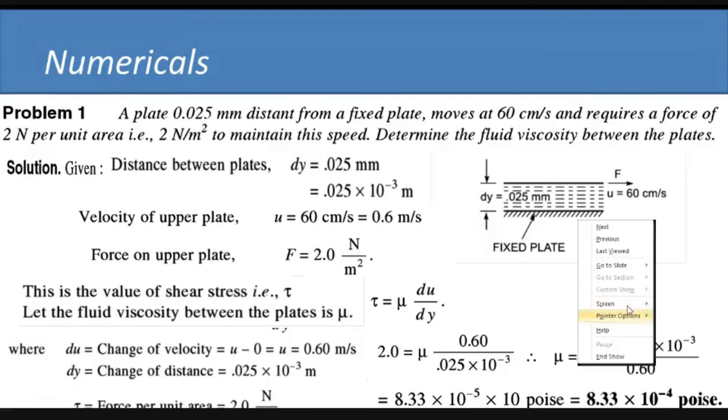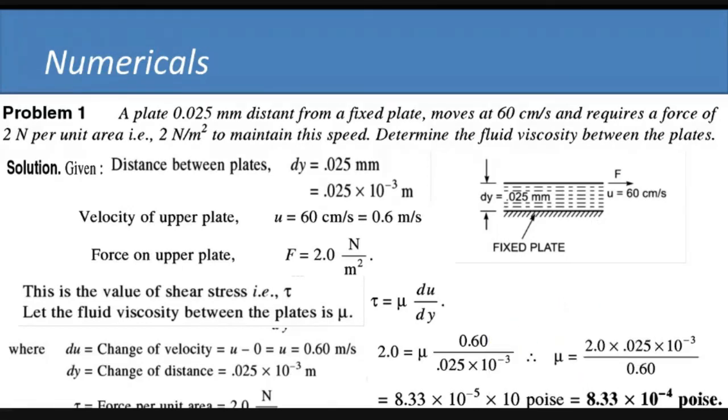Sometimes in a problem they will ask you to find the value in poise, or to find the absolute viscosity between the plates in poise. We know the conversion: 1 N·s/m² equals 10 poise. So we put the value of poise here, 10 poise, and it will be 8.33 × 10⁻⁴ poise.